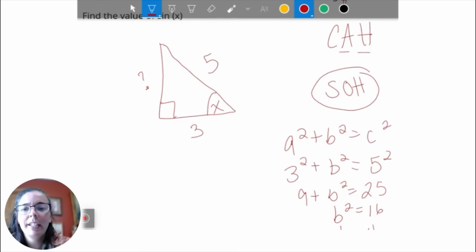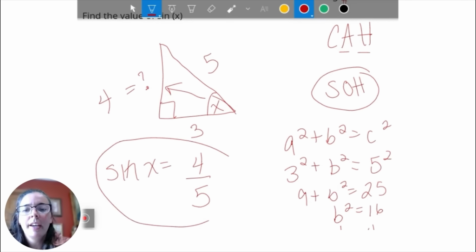So that's the value I needed to help figure out the sine of x, which is the opposite side, right across from it, over the hypotenuse, which is always across from the right angle, the longest side. And my value would be 4/5.